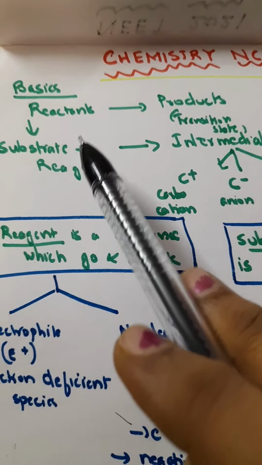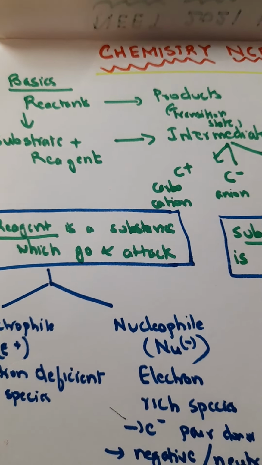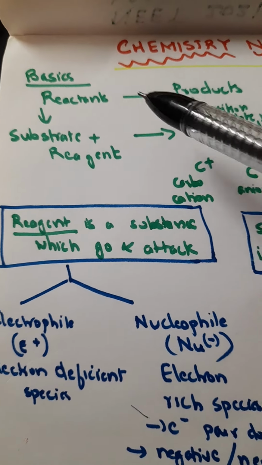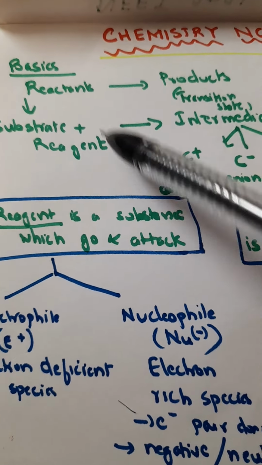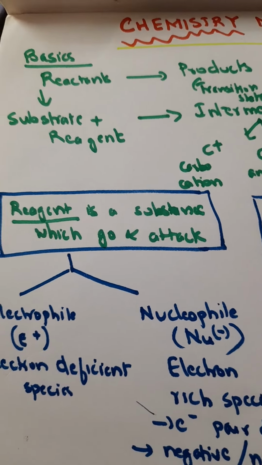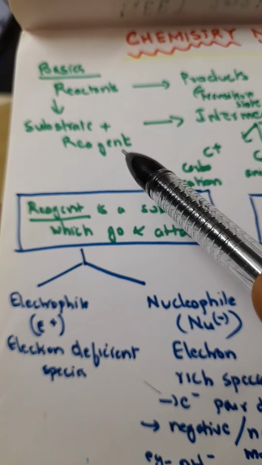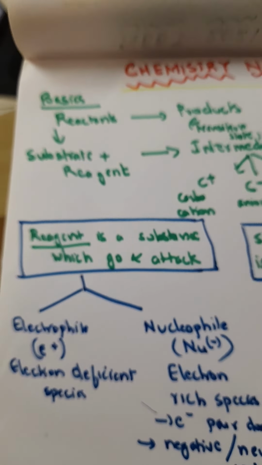You know, always when reactants react to give you products. Okay, so reactants are of two types. One is substrate and other is reagent. So there are two types of reactants, substrate and reagent. You might have heard about substrate and reagent in quite a few places.